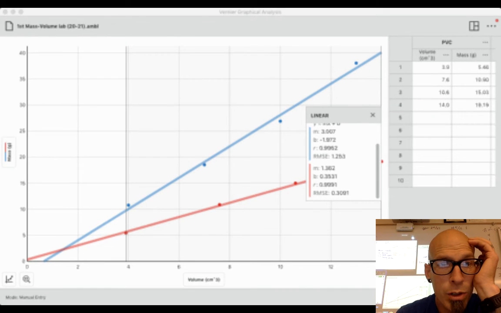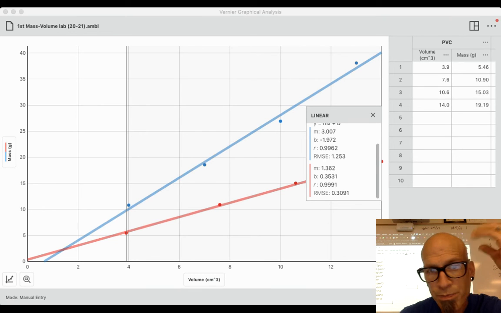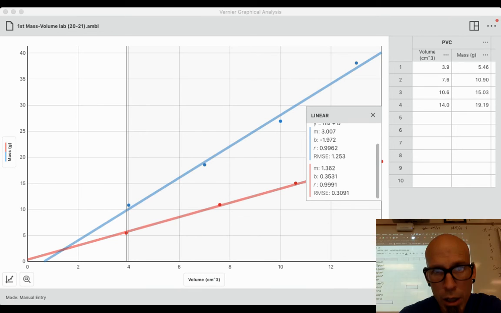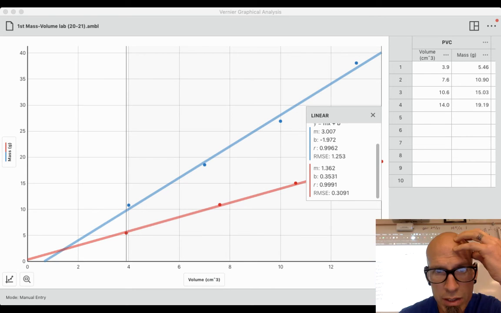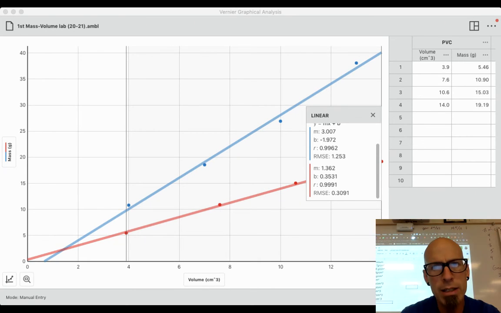And so again, if you look at these numbers right here, a 1.3 something, 1.4 something, and then we have a 2.6 something, this is twice that one, double this one. So aluminum is way more dense than PVC. In other words, those particles in aluminum are packed in a whole lot tighter.